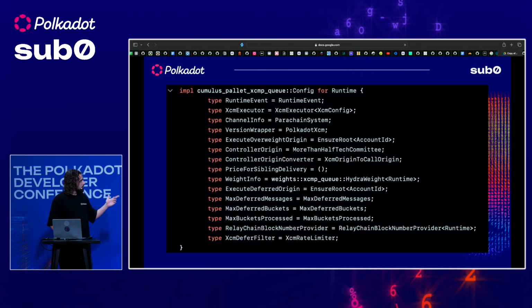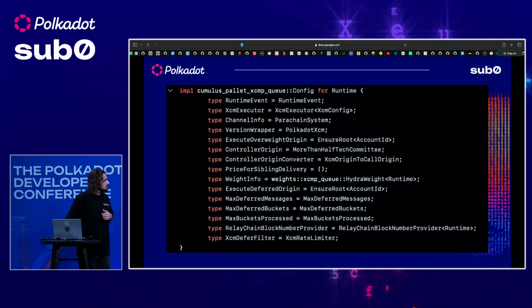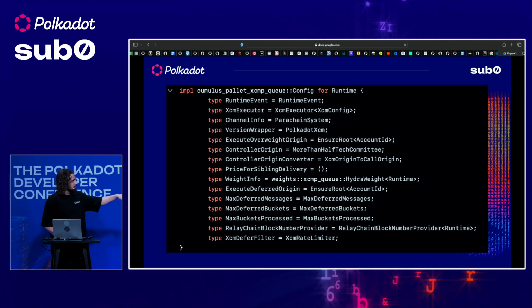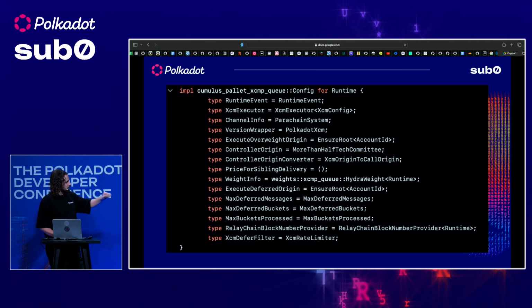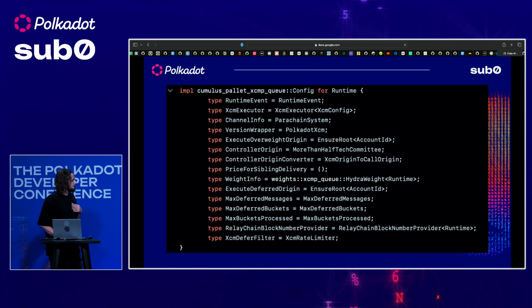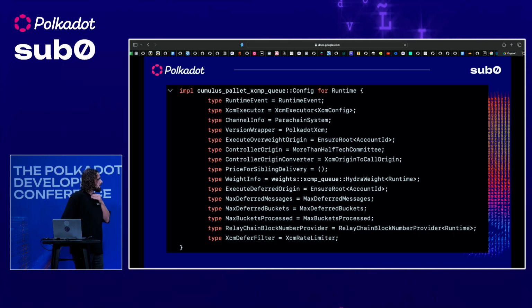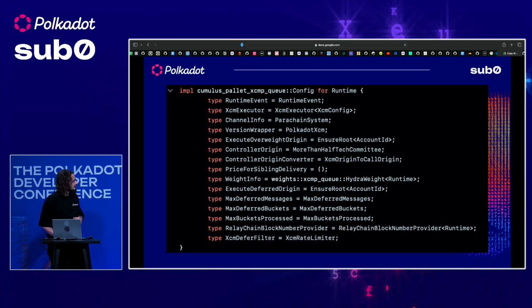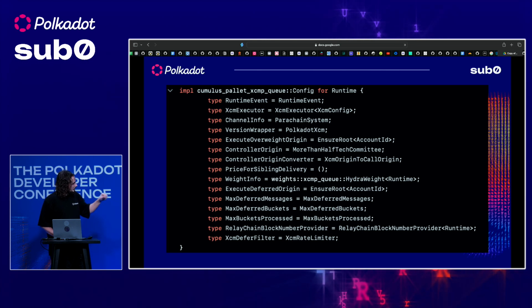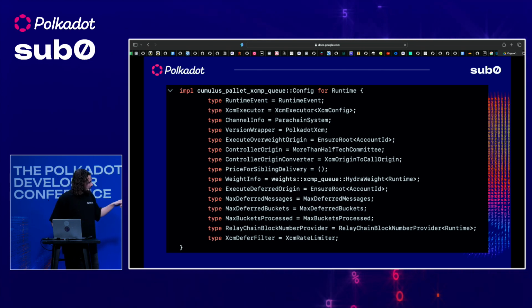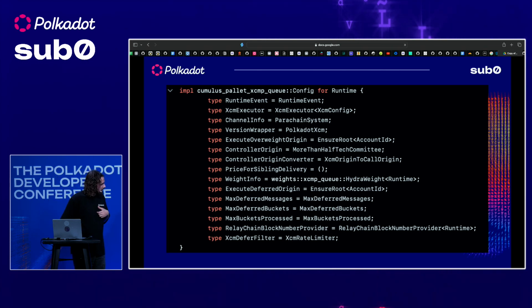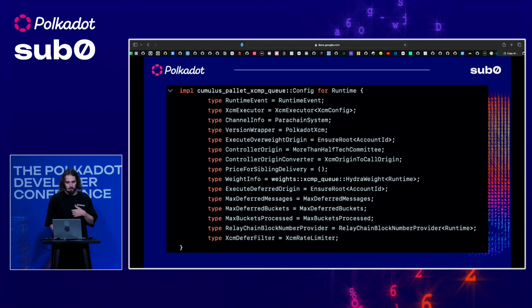So this is the configuration of the XCMP queue pallet. You might notice at the bottom there is maximum deferred messages and maximum deferred buckets, which is configuration for your runtime to not overflow the PoV size. But you can see XCM deferred origin and XCM deferred filter, which is pretty important. We'll get to it later.